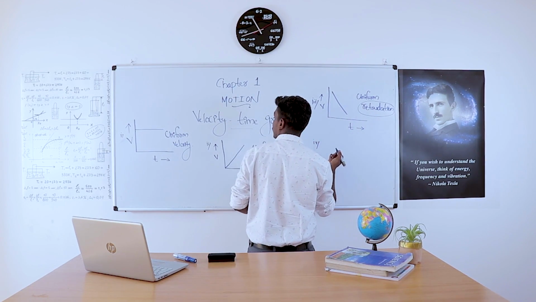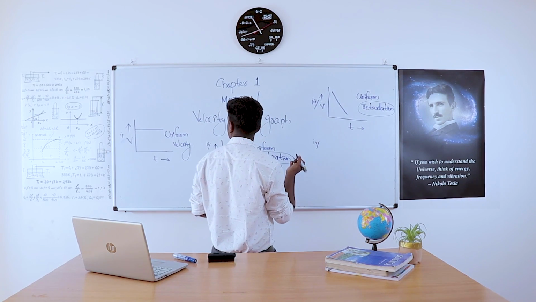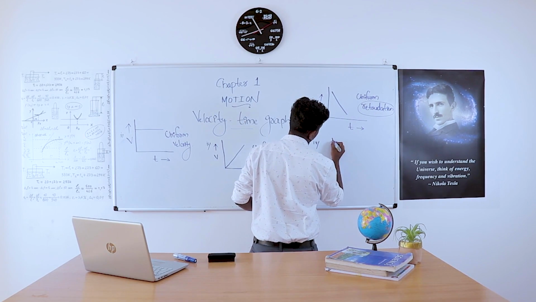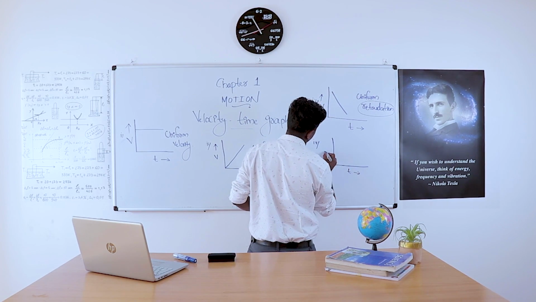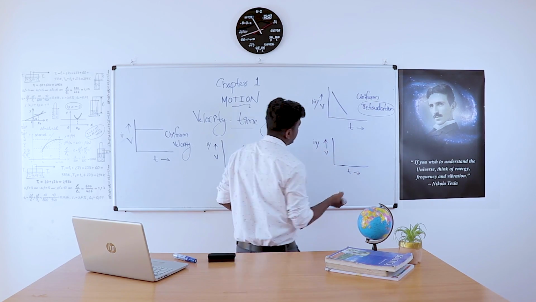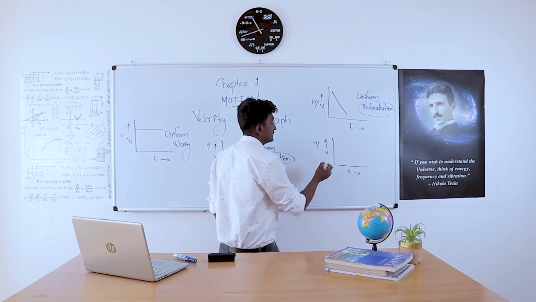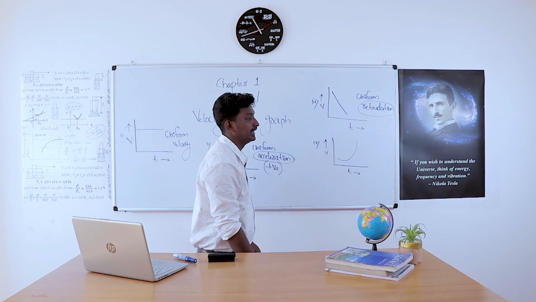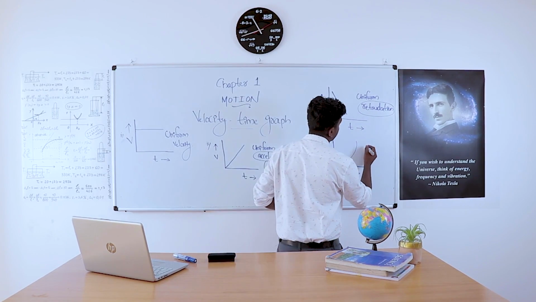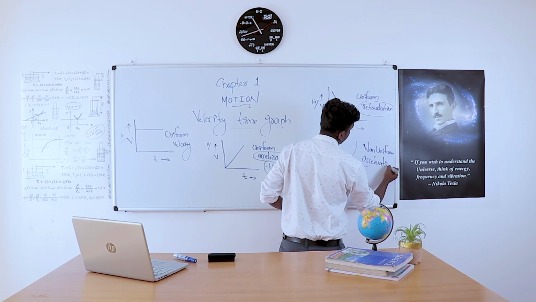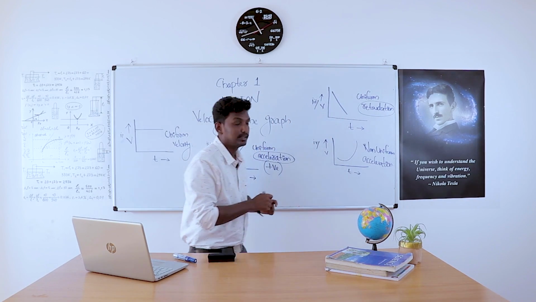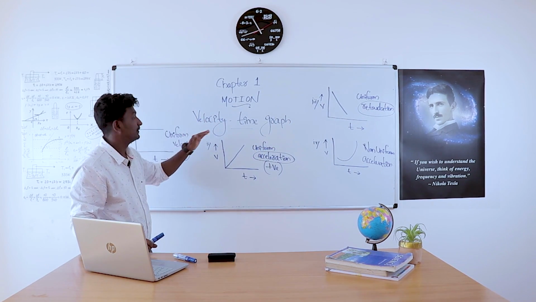Next, we are going to the fourth one. Time along x-axis and velocity along y-axis. If we are getting a curve like this, any curve in the graph, it represents non-uniform acceleration. These are the four natures of the graph.